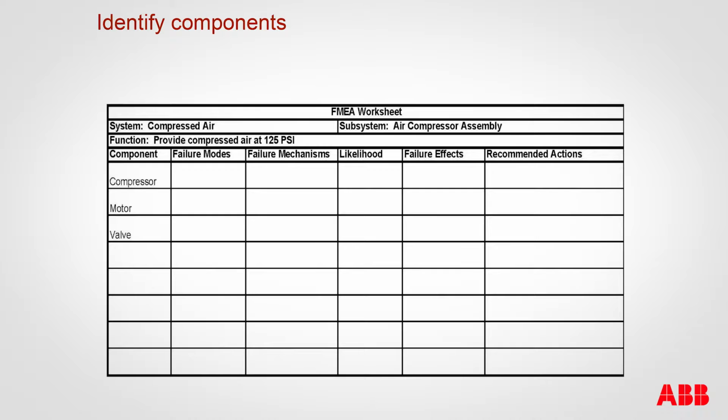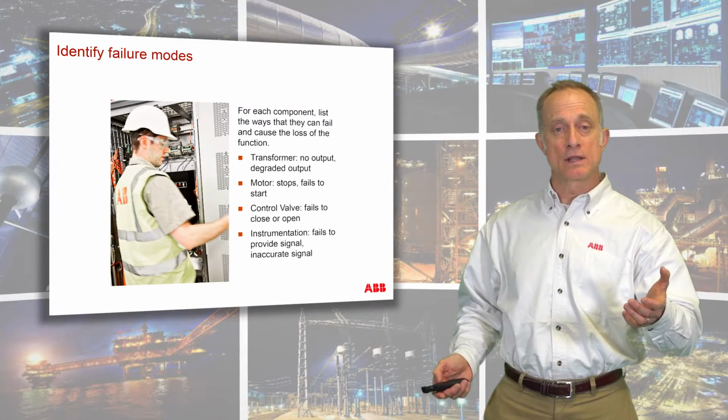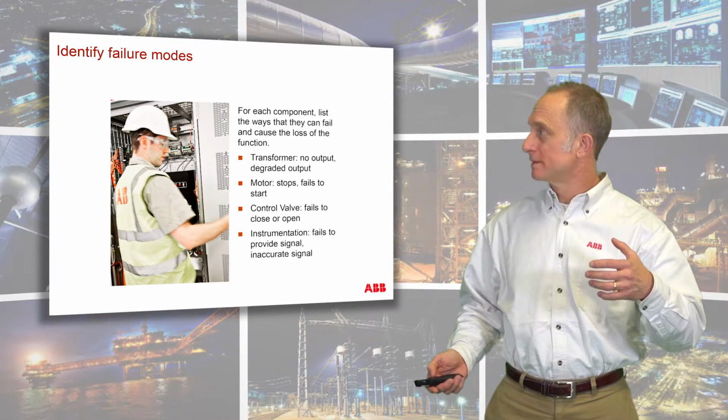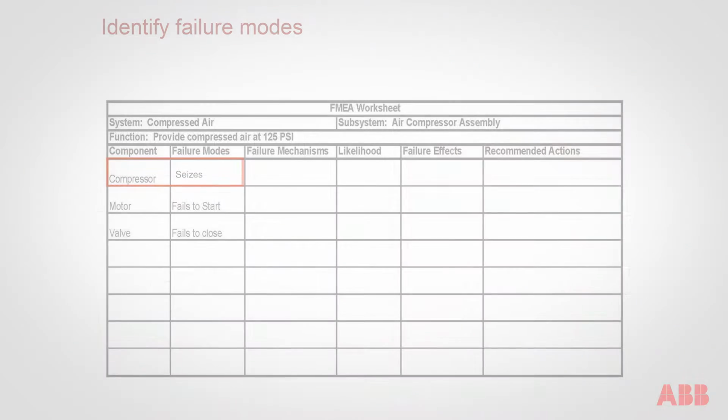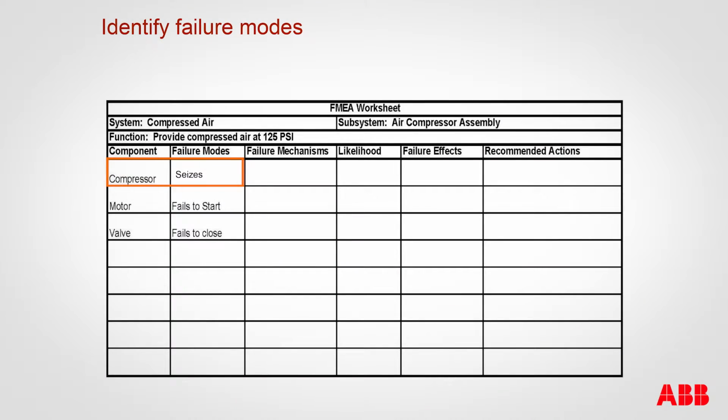So for instance, with that same kind of example, we would have in our failure modes and effects analysis worksheet, the compressed air system looking at the subsystem of air compressor assembly, and the components would be compressor, motor, and valve. Then we want to identify the failure modes. What could go wrong with each of those components? So for a compressor, for instance, it might seize, and that would be a failure. For motor, it might fail to start, failure. Valve fails to close, failure.